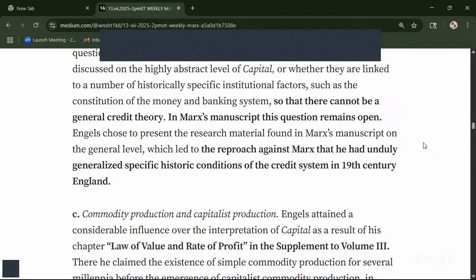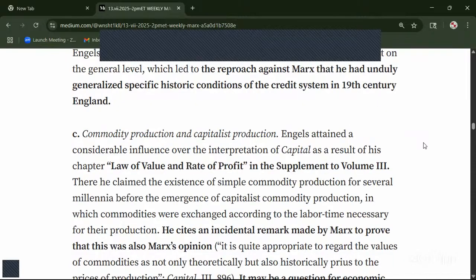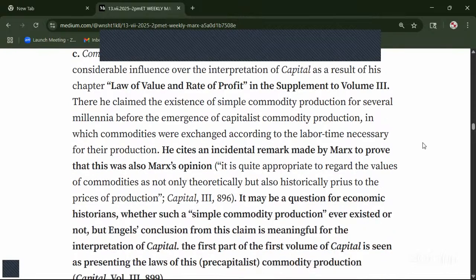Section C, commodity production and capitalist production. Engels attained a considerable influence over the interpretation of Capital as a result of his chapter "Law of Value and Rate of Profit" in the supplement to Volume 3. There he claimed the existence of simple commodity production for several millennia before the emergence of capitalist commodity production, in which commodities were exchanged according to the labor time necessary for production. He cites an incidental remark made by Marx to prove that this was also Marx's opinion. Quote, "It is quite appropriate to regard the values of commodities as not only theoretically, but also historically prior to the prices of production." Unquote.